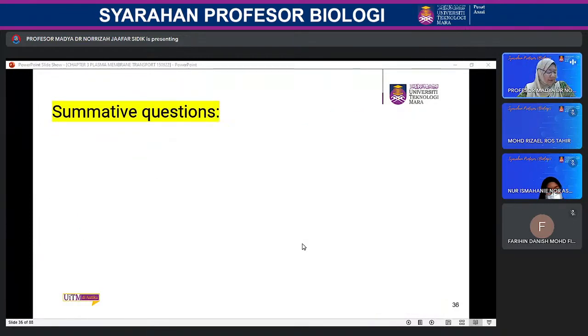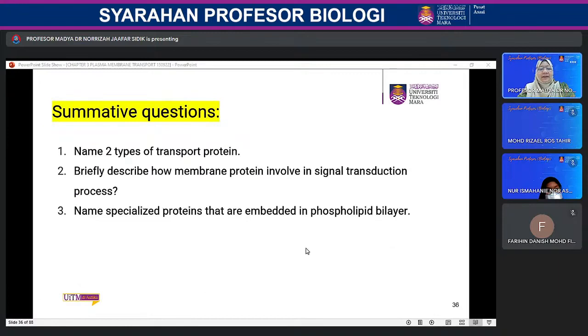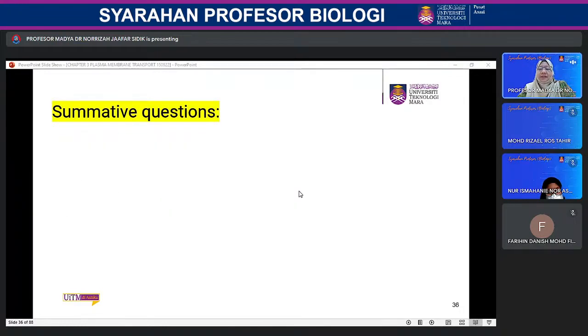All right, so these are some of the summative questions that you can answer. Name two types of transport protein, students. What are the two types of transport proteins? Can you remember? Transport proteins. And then the second question is, briefly describe how membrane proteins are involved in the signal transduction process. Remember the signal transduction process just now.